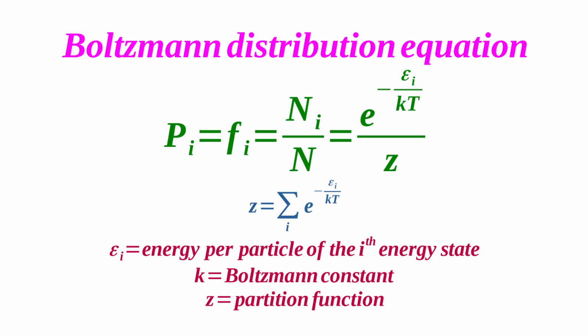Z is called the partition function, which is the sum of e raised to negative epsilon i over kT over all allowed energy states. It is a constant at a particular temperature for a given substance. It determines how the total number of particles is partitioned among the various allowed energy states, and hence its name.